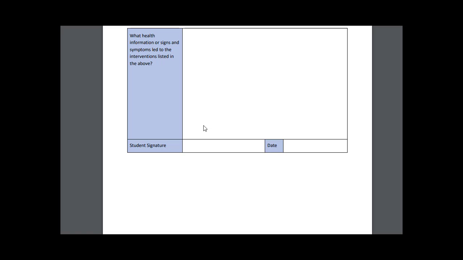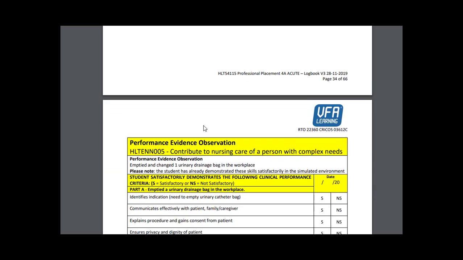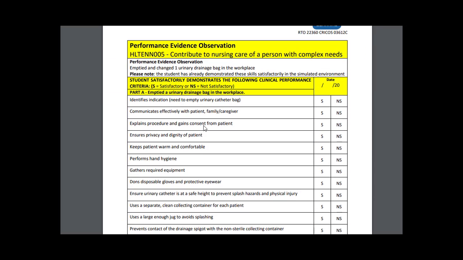It's really important that you identify the 3 patients you're going to use, get them signed off and write your reflections. Try and get that done as soon as you can. This one here is basically about emptying and changing one catheter drainage bag.